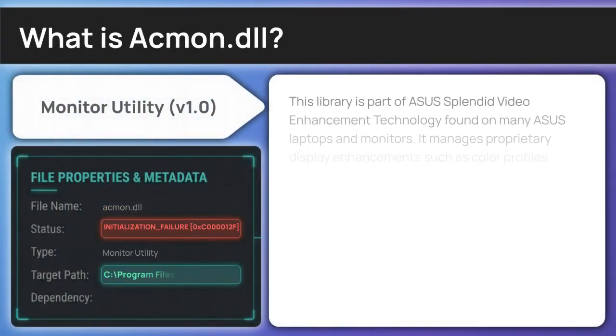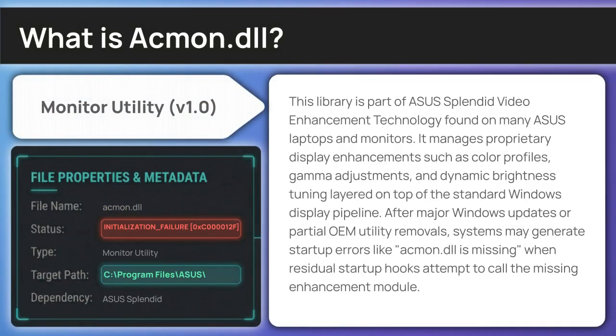This library is part of ASUS Splendid video enhancement technology, found on many ASUS laptops and monitors. It manages proprietary display enhancements such as color profiles, gamma adjustments, and dynamic brightness tuning layered on top of the standard Windows display pipeline. After major Windows updates or partial OEM utility removals, systems may generate startup errors like "Acmon.dll is missing" when residual startup hooks attempt to call the missing enhancement module.